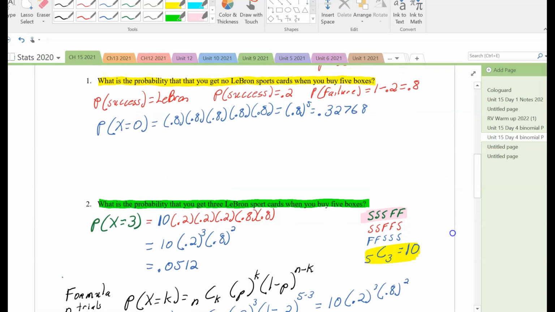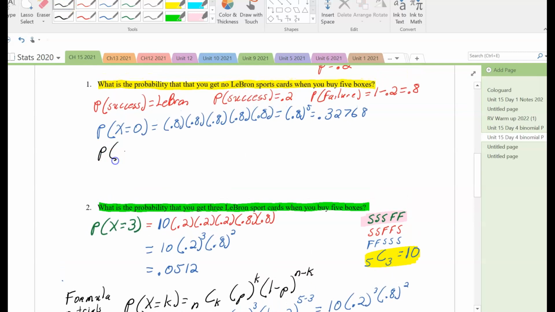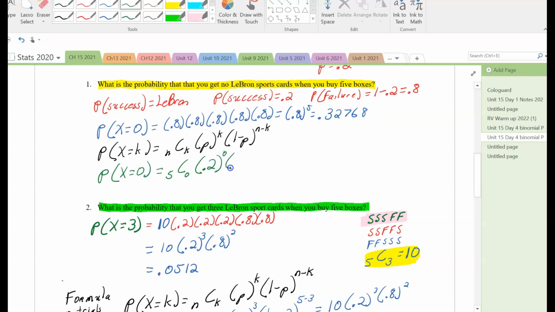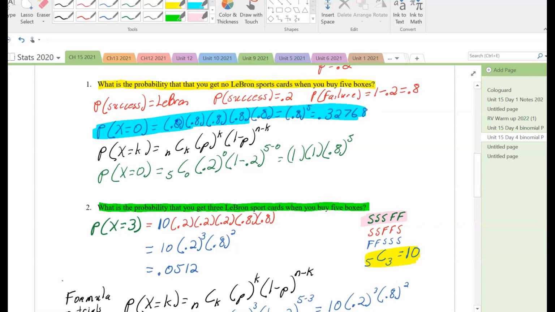So if we scroll back up to the first problem and we try to apply the formula, I'm going to rewrite the formula. The probability that x equals k is n choose k, p raised to the k, 1 minus p to the n minus k. So for this particular example, I want no successes. So that'll be 5 choose 0, 0.2 raised to the 0, and then 1 minus 0.2 raised to the 5 minus 0. And simplifying this, 5 choose 0 is 1, 0.2 raised to the 0 is 1, and then we have 0.8 raised to the 5th. And if you notice that, that is the same as what we did here in blue.